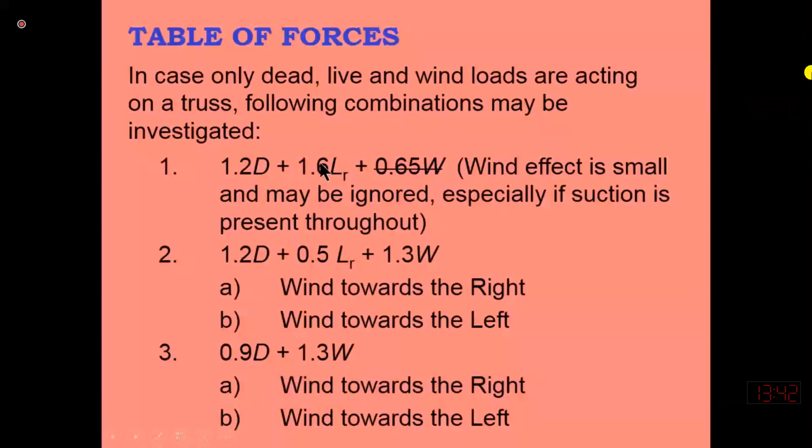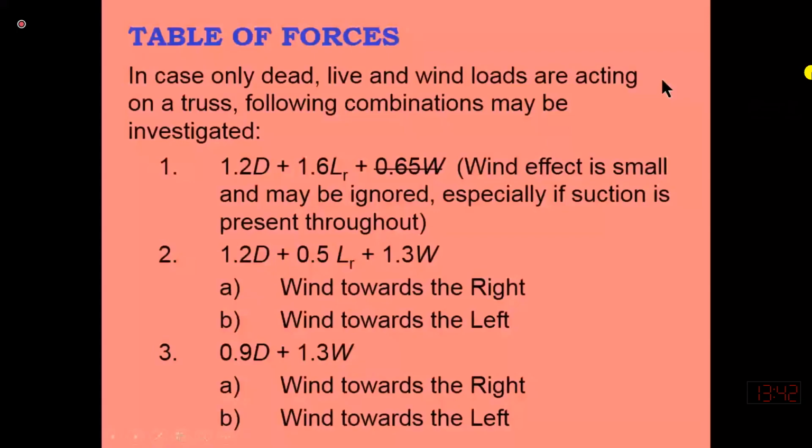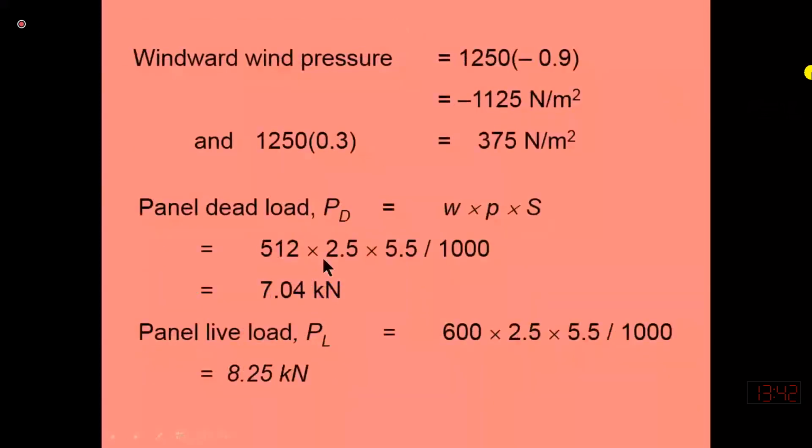Panel load, dead load and live load you have already computed. Just see in the previous slide, in the previous lecture, we have computed panel dead load and live load. Both loads are gravity loads. So dead load is 7.04 and live load is 8.25. So I need to multiply this dead load with 1.2 and this load with 1.6.